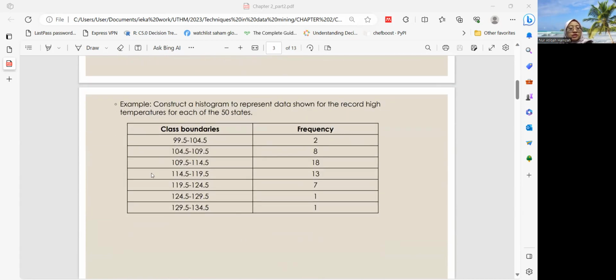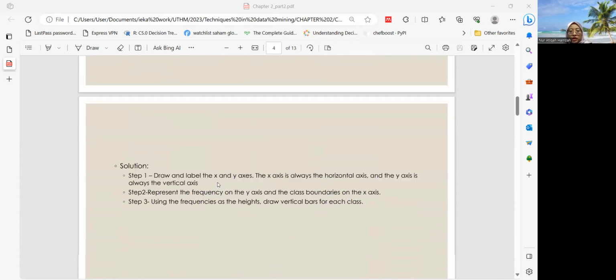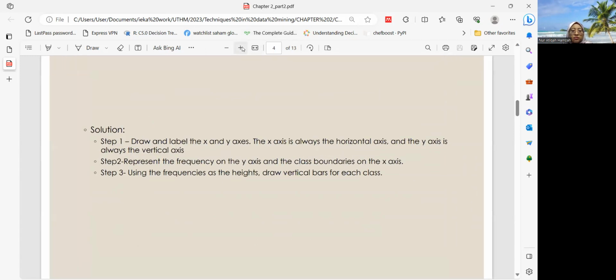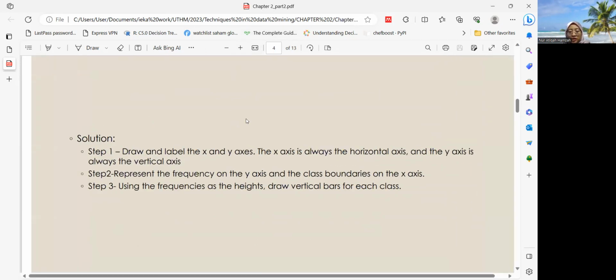contoh. So the first example: construct a histogram to represent the data shown for the record high temperatures for each of the 50 states. Okay, so we have the class boundary here and then the frequency. So kalau kita tengok kat sini, kita dah boleh teruslah construct kita punya histogram tersebut. Kita tengok daripada sini, untuk membina histogram ada 3 step yang asas.